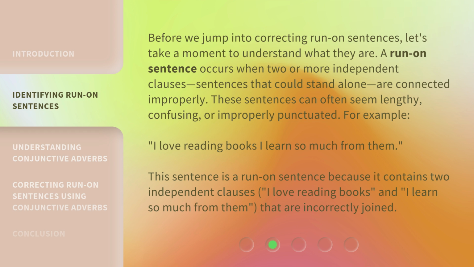For example, "I love reading books, I learn so much from them." This sentence is a run-on sentence because it contains two independent clauses, "I love reading books," and "I learn so much from them," that are incorrectly joined.